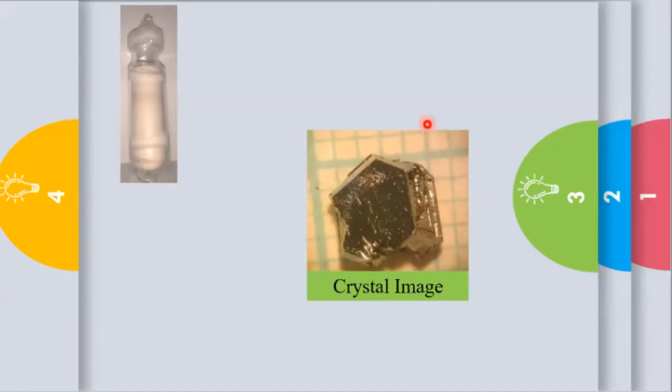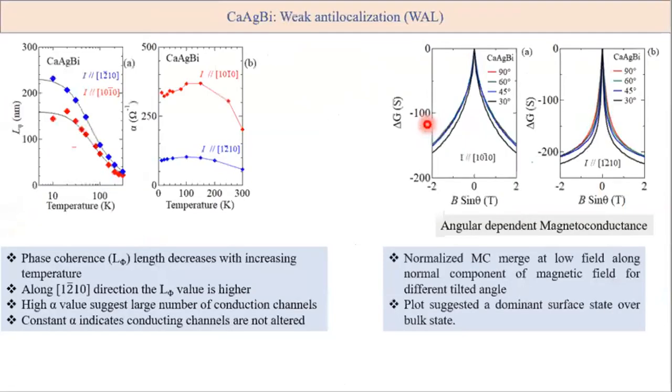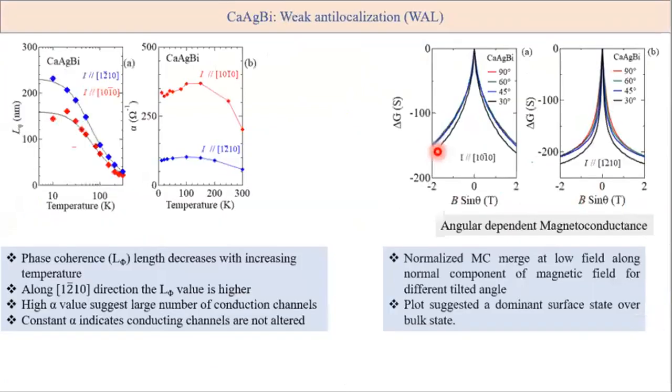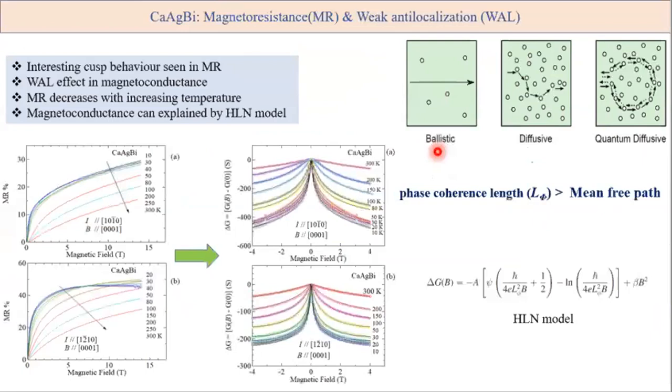The weak localization curve. The two curves you are showing, your measurement data. Go to the next one. No, the two sample curve. Yes, this one. If you see the calcium, silver, bismuth, the bottom one, I can see a crossover. What is the physical significance of that crossover?